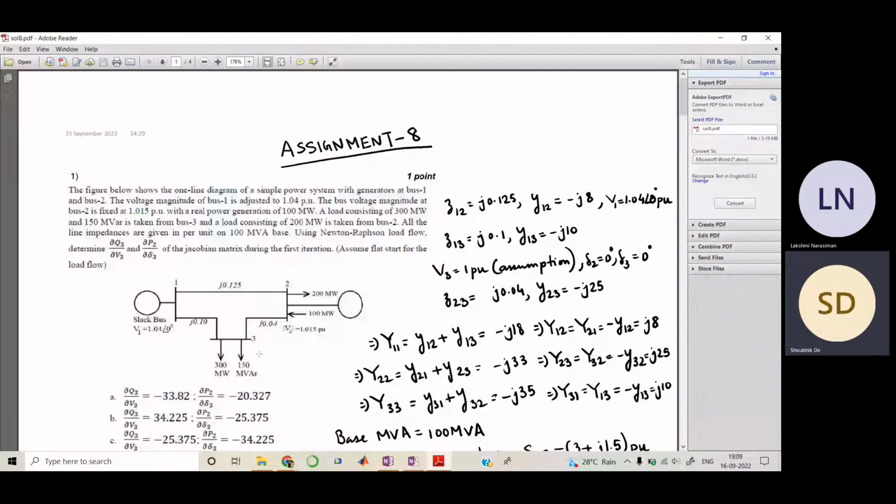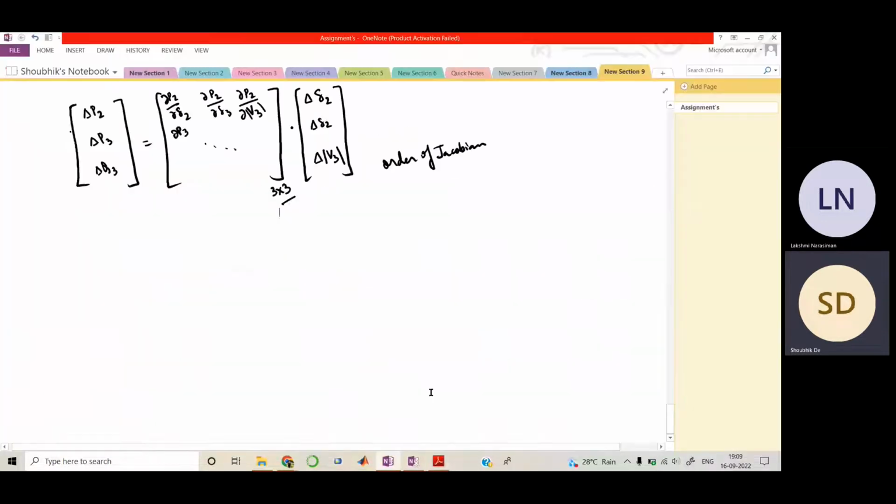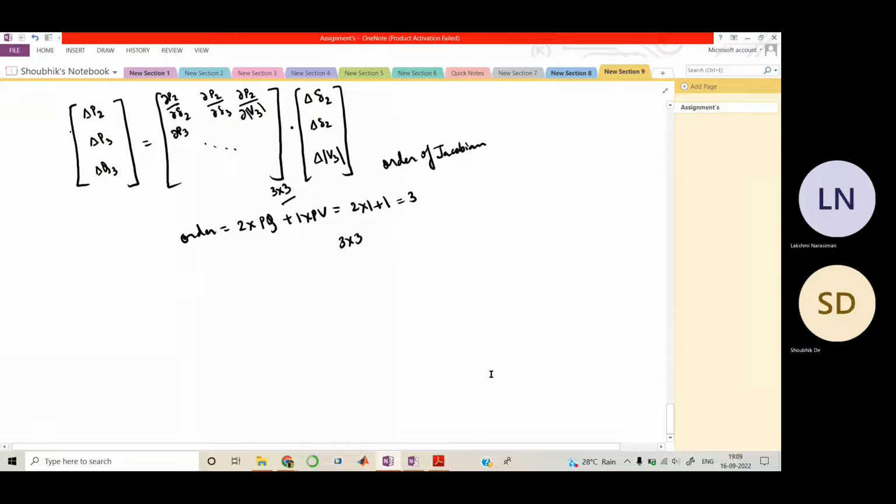So this is the PV bus and this is the PQ bus. The formula was 2 into the number of PQ buses plus 1 into the number of PV buses. So this is 2 into 1 plus 1, right? So 3. Therefore it is 3x3.